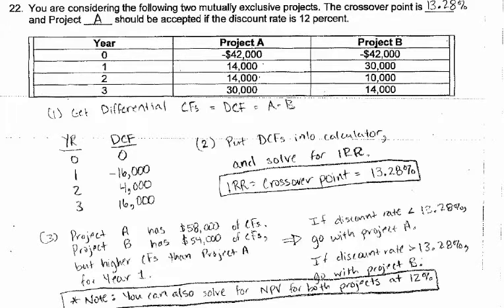Okay, so hopefully that conceptual made sense. If not, like I said, you can just pick a rate above and below that 13.28% and solve for the NPVs, and that'll tell you exactly what answer to choose. But the main point is that the crossover rate is the rate at which the NPVs for both projects are going to be equal.